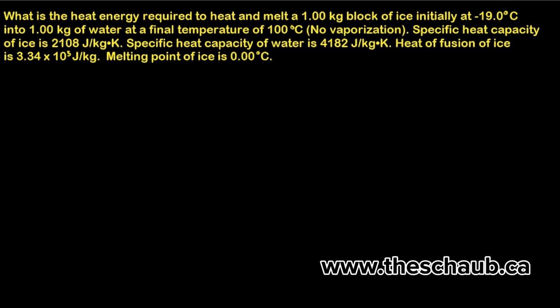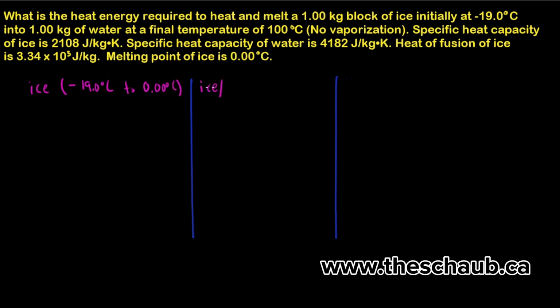To stay organized in these type of questions, I like to break things up into their different components dependent on whether we're within a phase or we're undergoing a phase change. In this question, we have three components. We have the heating of the ice, which goes from negative 19 degrees Celsius to the melting point of ice, 0 degrees Celsius. We have the transition in phase from ice to water, so we'll call this ice water.